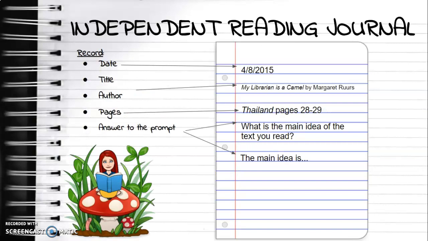This is what yours will look like. If you're doing this on your notebook paper, you're going to do in one line the date, and then you're going to skip a line and do the title of the book with the author, tell me your pages, and then write down your prompt, and then respond to it.